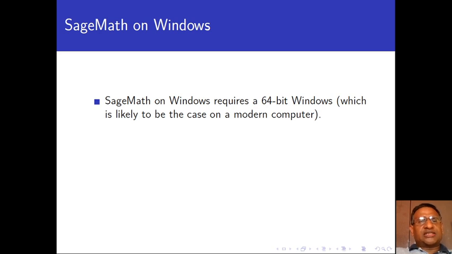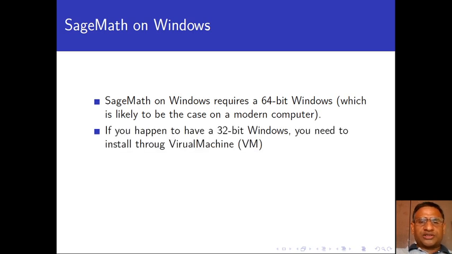And installing Sage in Windows operating system of late has also become very simple. The only thing is that it requires a 64-bit operating system. Installation of Sage in a 32-bit operating system is still slightly, I would not say very, very difficult, but it is a different process. It is installed using a virtual machine. So one has to first install a virtual machine and then add the Sage program in that.